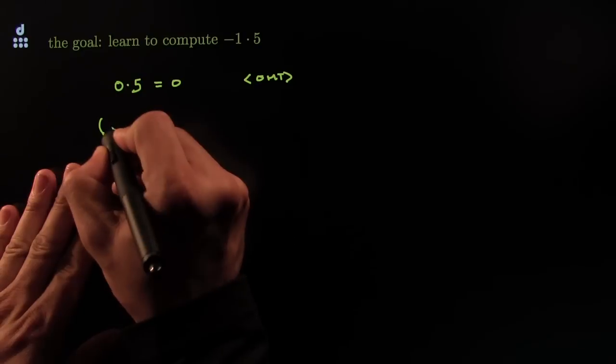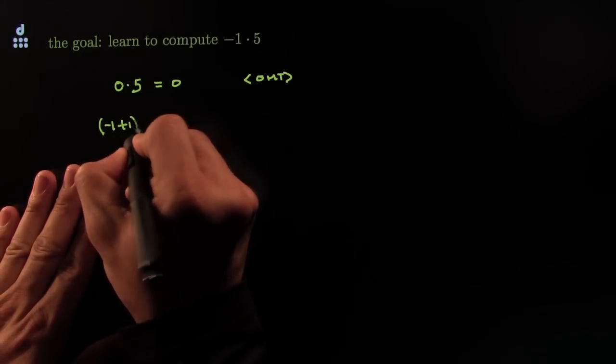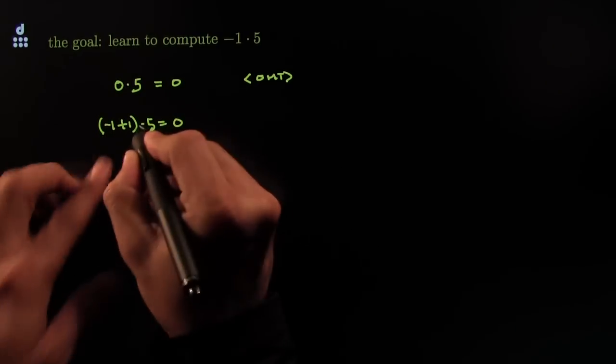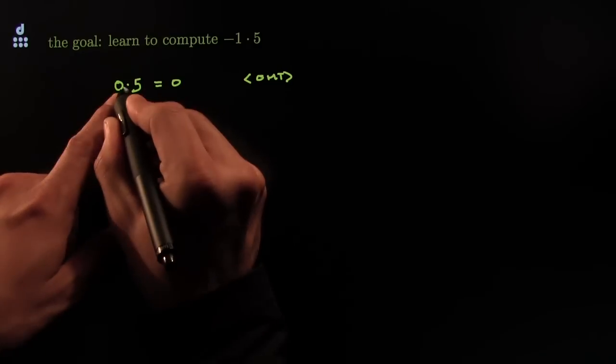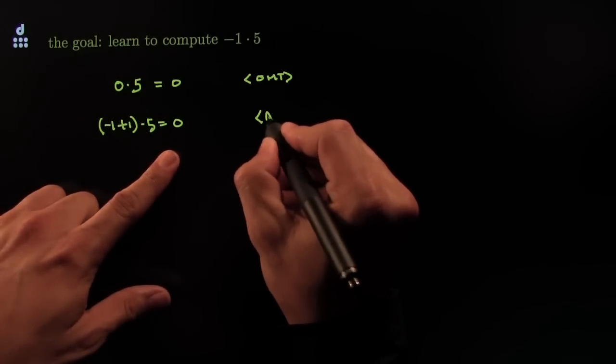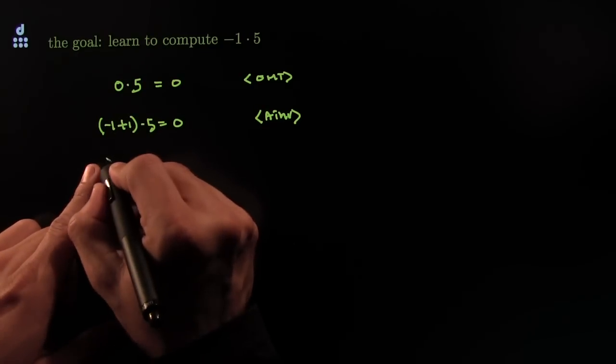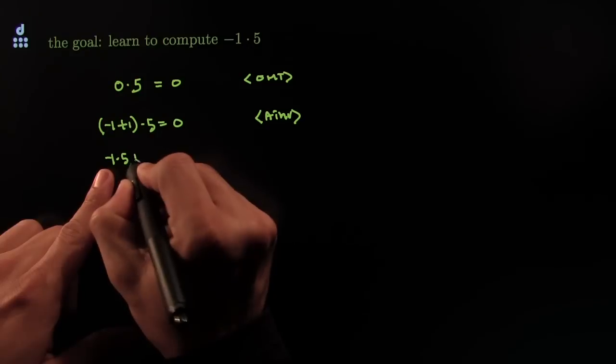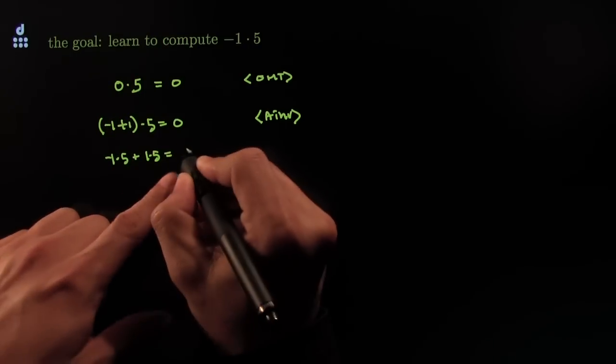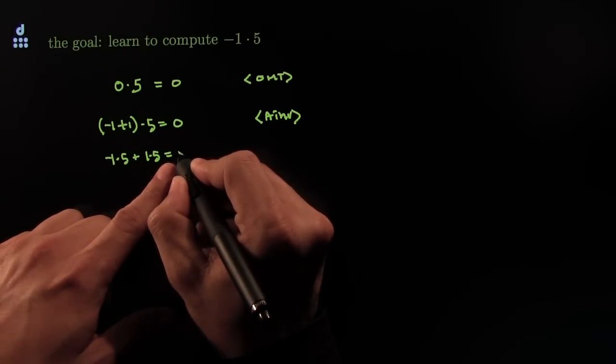But wait, so this will become negative 1 plus 1 times 5 is equal to 0. Why? Because negative 1 plus 1 is equal to 0. And we have a famous axiom for that. It's called additive inverses. That's why. And I can go on and I distribute this so that I get negative 1 times 5 plus 1 times 5 is equal to what? Is equal to 0, right?